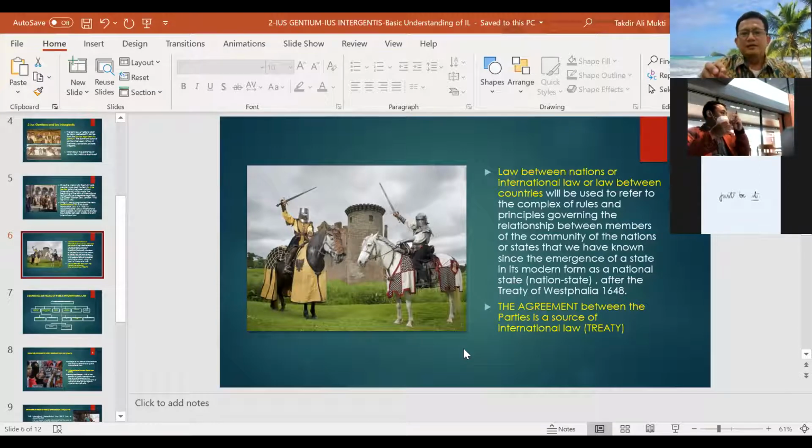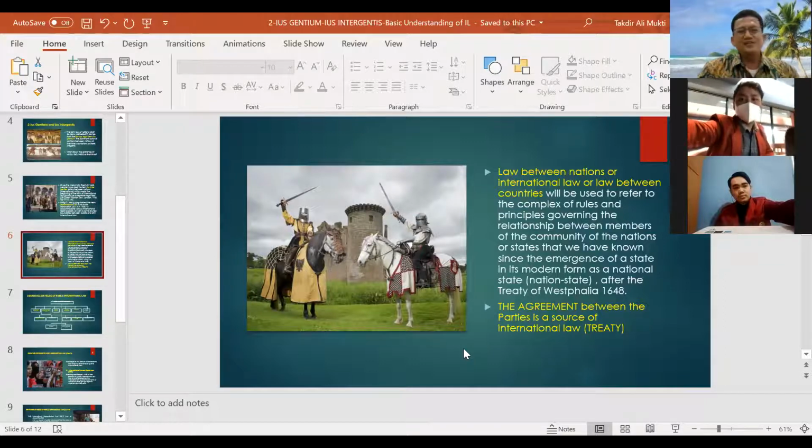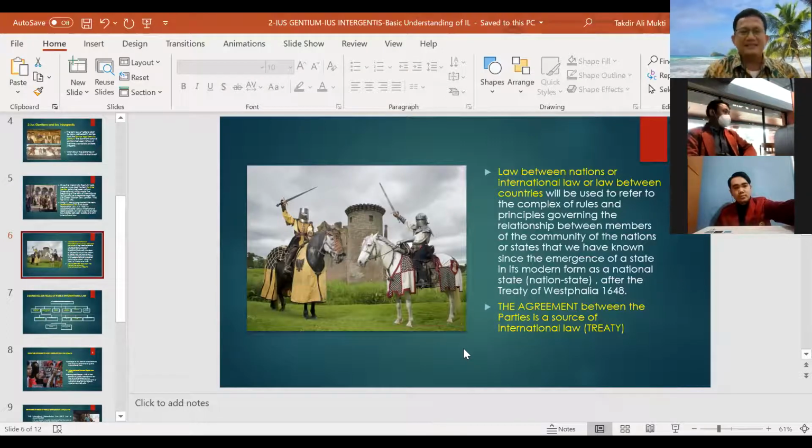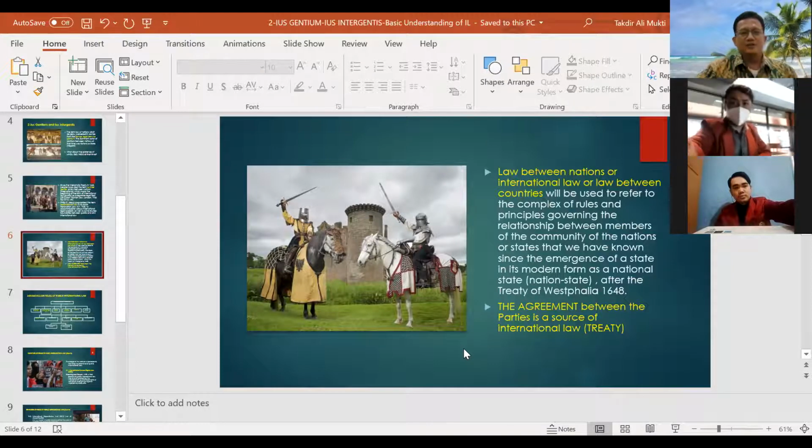So really, international law can exist because of agreement, because of treaty. If there is no treaty recognized by each other or by the parties, there is no international law. International law is established on agreement or treaty.